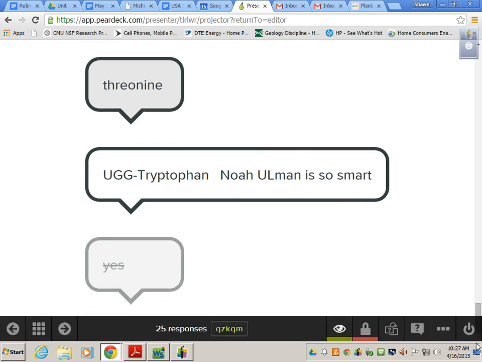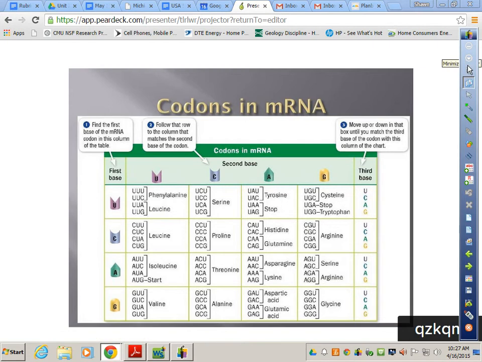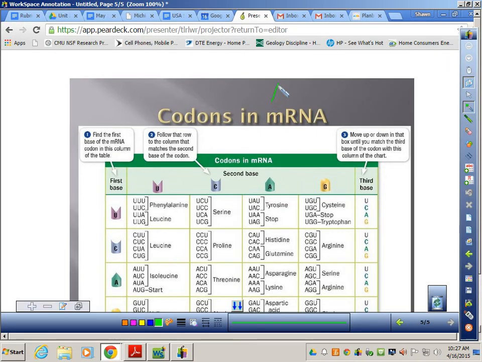I didn't ask you for UGG. So I gave you the code ACC. I said the mRNA is ACC. If the mRNA is ACC, the first one is A, the second one is C, the third one is C, so there's ACC, right? So it's threonine.